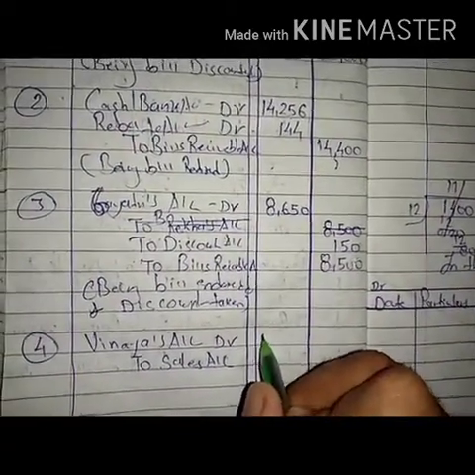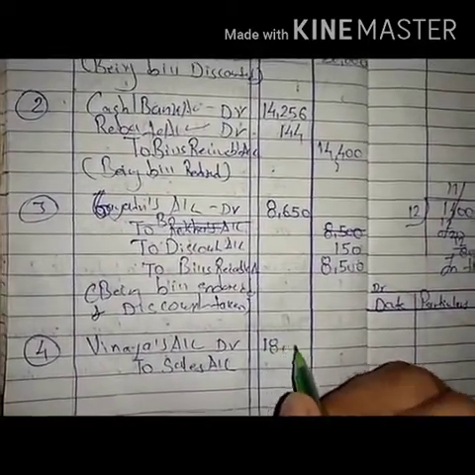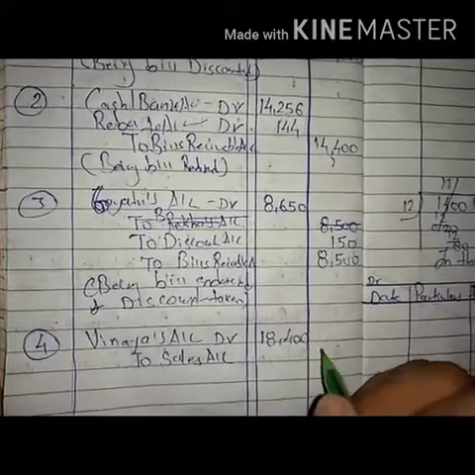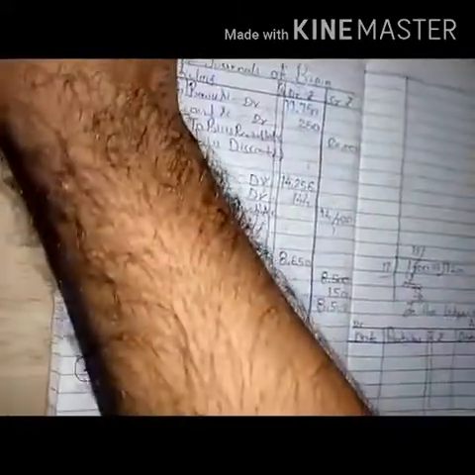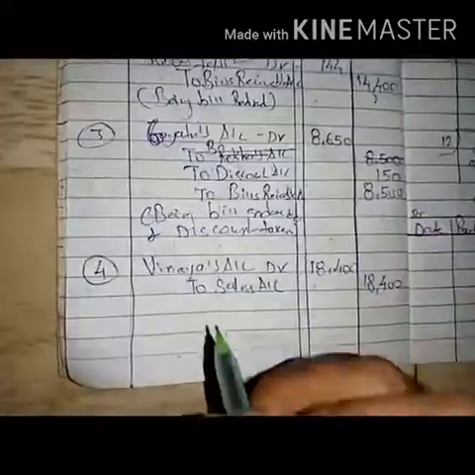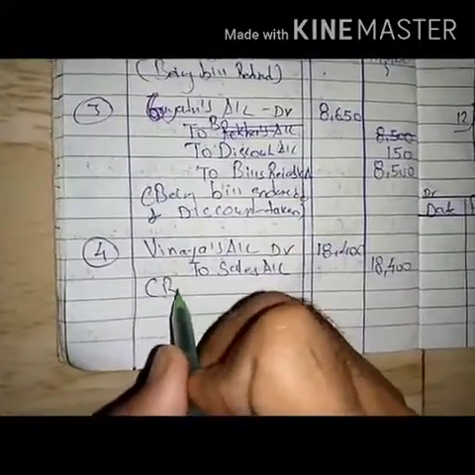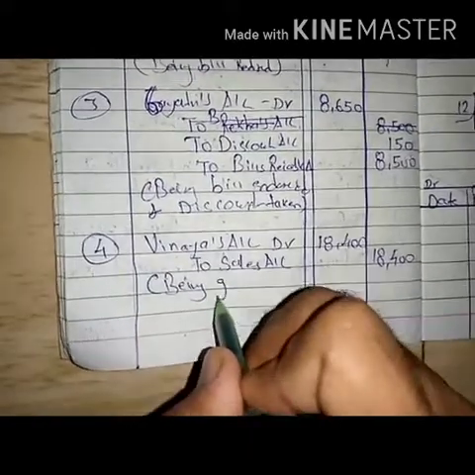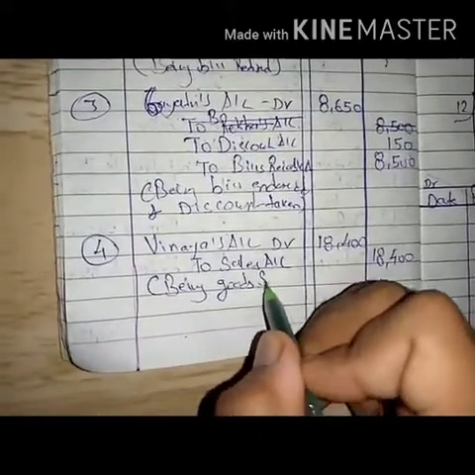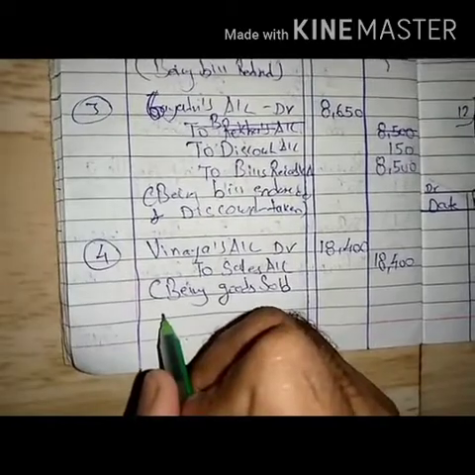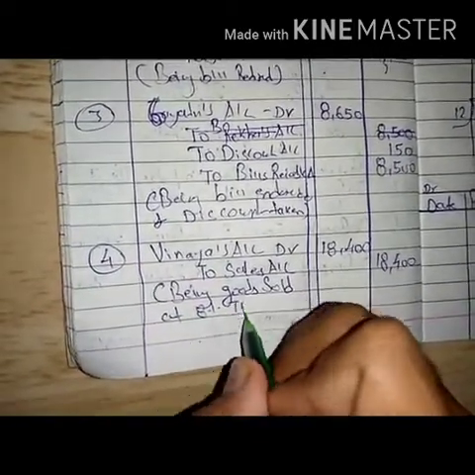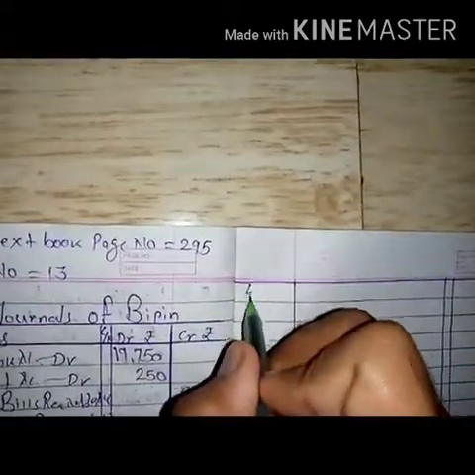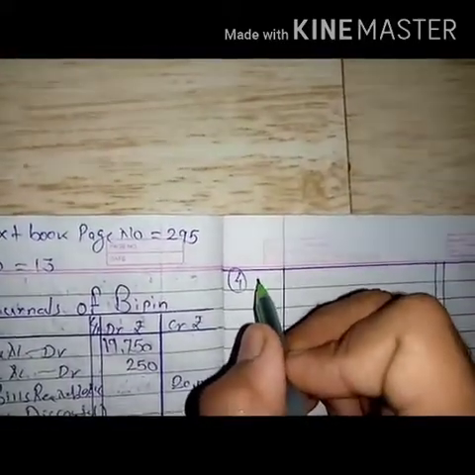So we found 18,400. The actual sale that happened is of 18,400. Narration: being goods sold at 8% TD. Now this is the entry of 4 again.